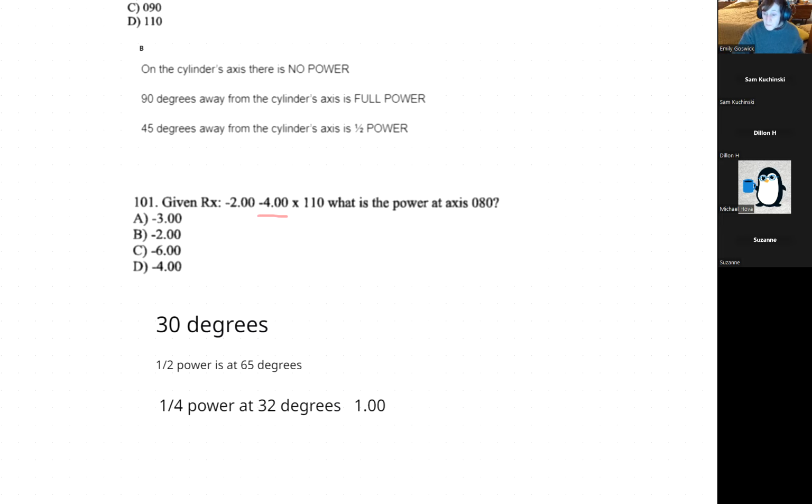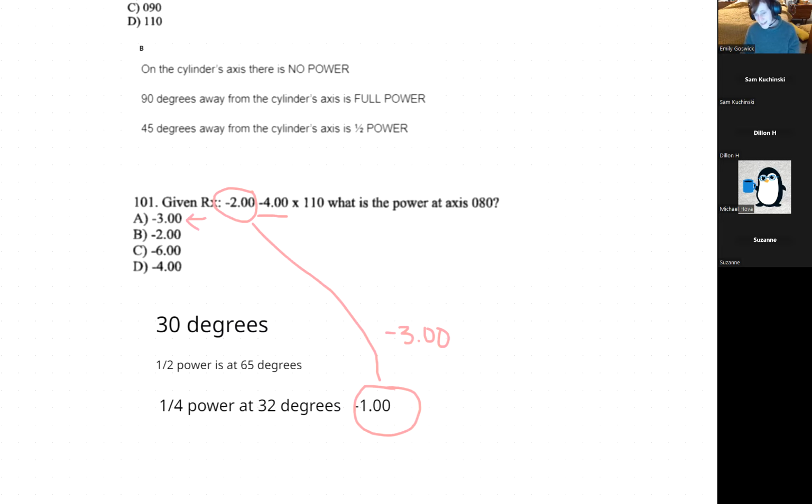-2 minus 1 at 32 or 30, right? So if we have a -2 and a -1, and I should make this a -1 so it's not confusing, but if we're combining this one with this one, we're going to get a -3 for our power. Okay, so that basically would tell us that at that particular axis, we would have a power. So the answer is going to be A. We would have a power of -3.